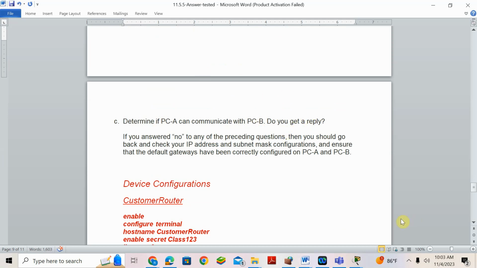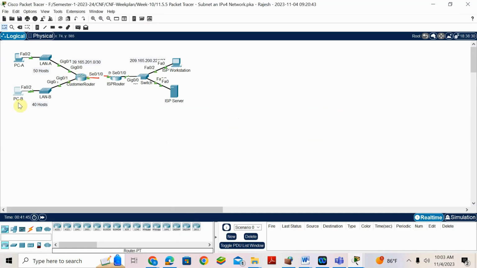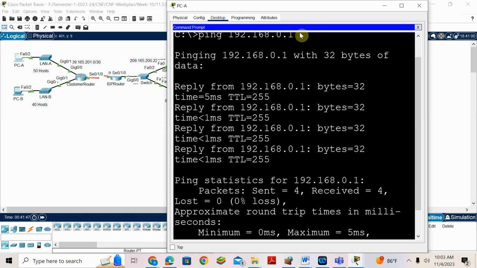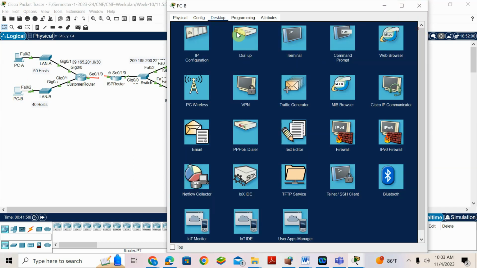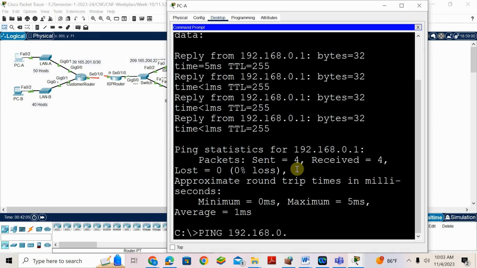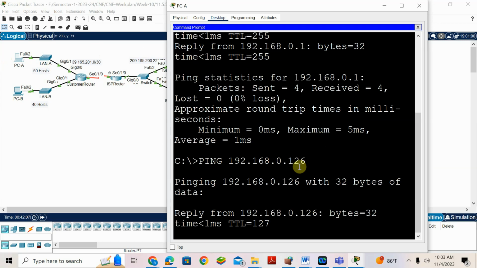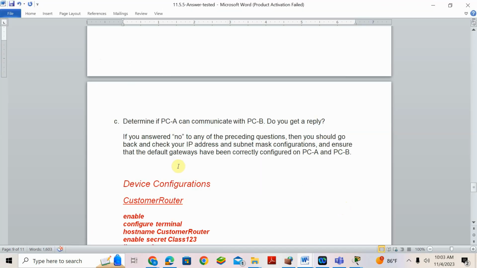I'm checking now PCA to PCB. This is PCA, this is PCB. So go to PCA. I know the IP address of PCB is ping 192.168.0.66. If you want to confirm, go here and click, and PCB is 126. So my mistake. Okay. PCB is 126. So reply comes. So they are also connected. That means full connection is working.